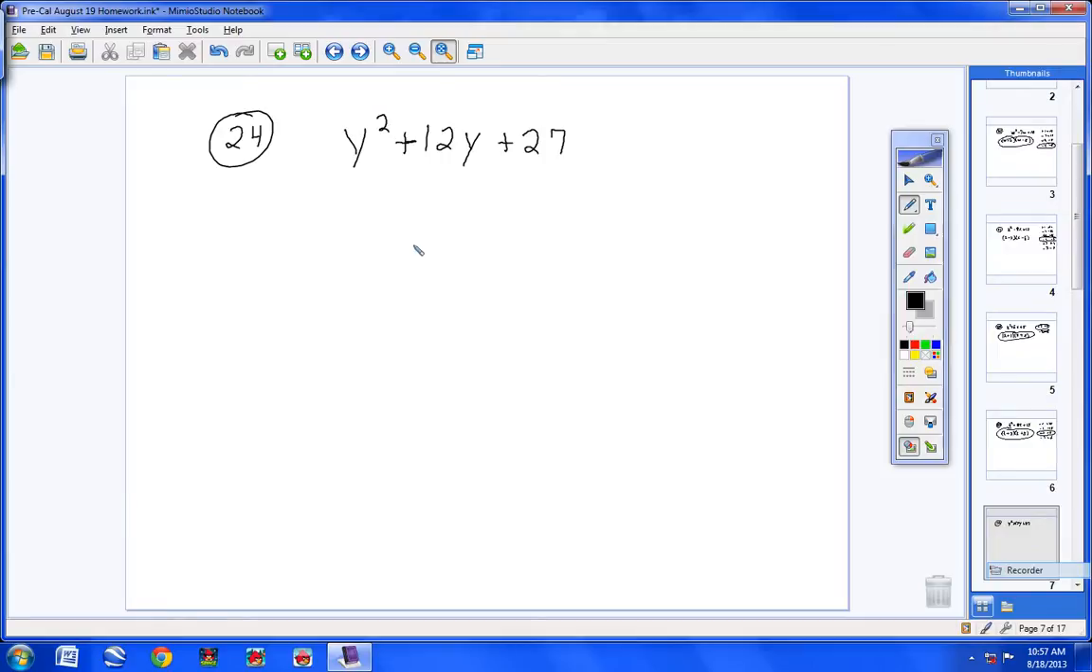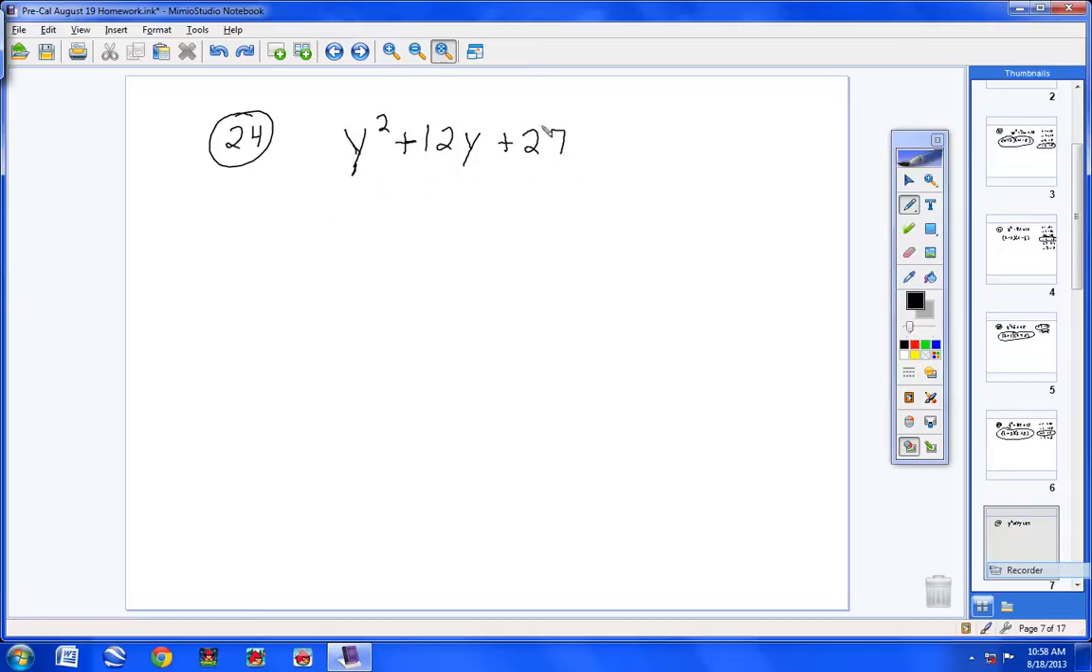Number 24. It's getting a little redundant, but it's good practice for you. Okay, pull out what's common. Well, I've got a 1, a 12, and a 27. There's no coefficient I can pull out. There's not a y in this term, so I can't pull any y's out. So I have a trinomial with a lead coefficient of 1.